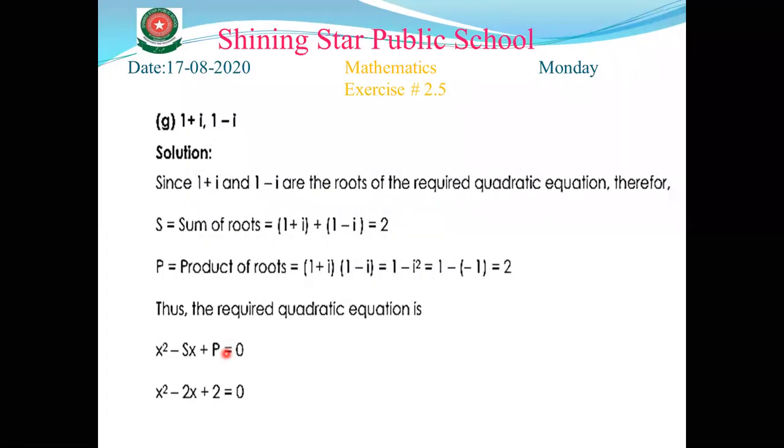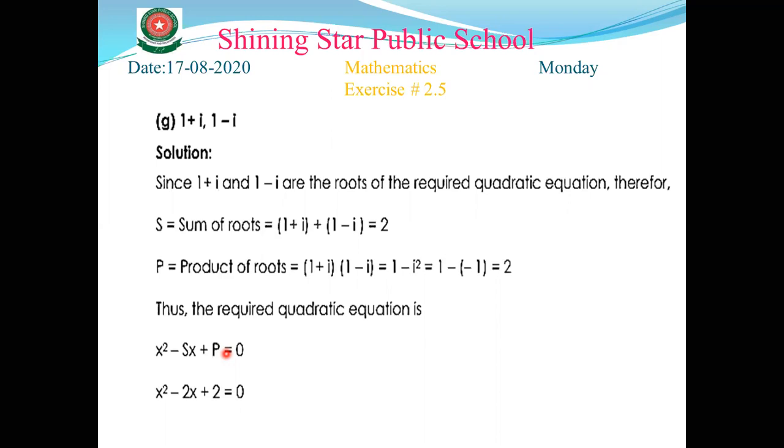Next is 1 plus iota and 1 minus iota. So, now in this question, we have 1 plus iota and 1 minus iota, which are your required roots. Now, the sum of the roots is 1 plus iota plus 1 minus iota. Plus iota minus iota cancel, 1, 1, 2. Now, the product of the roots is 1 plus iota multiply 1 minus iota.